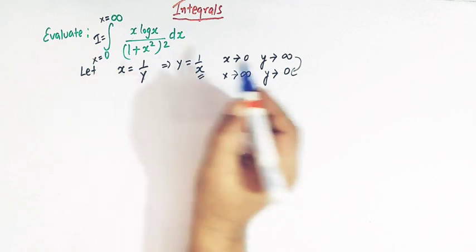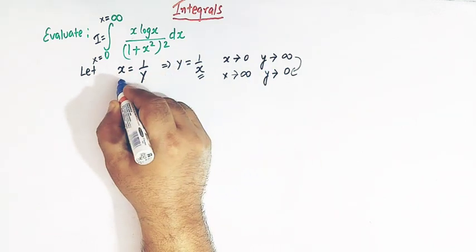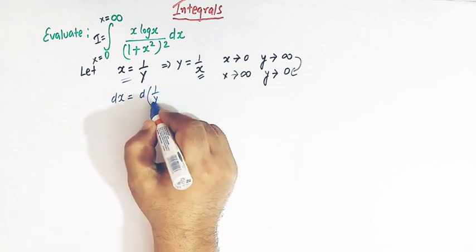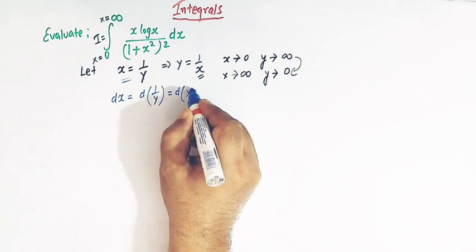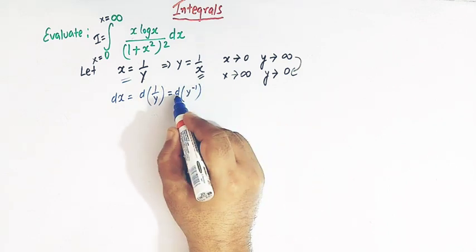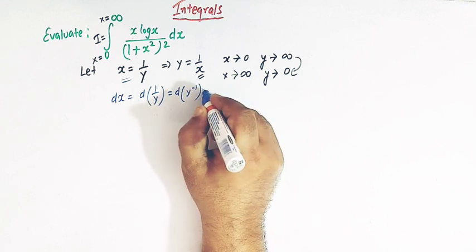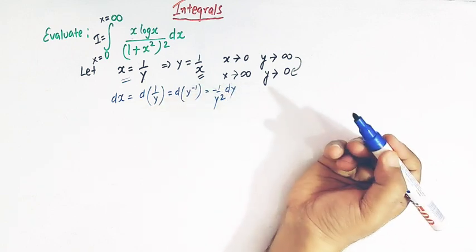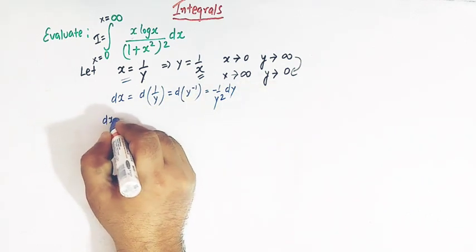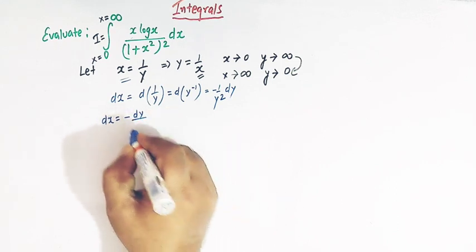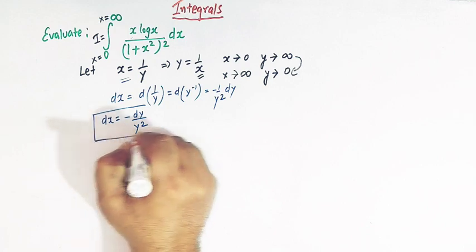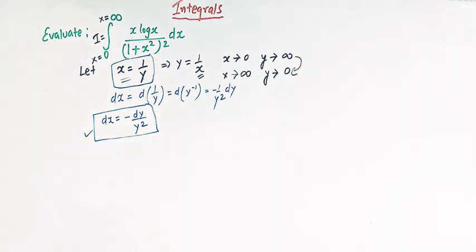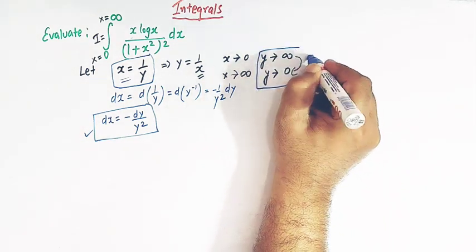So now let us differentiate this expression, right? So we'll write dx, and here we have the derivative of 1 over y, which can be written as y raised to minus 1. The derivative of y raised to minus 1 with respect to y is minus 1 over y square, and here we have dy, right? So dx is equal to minus dy over y square, right? Okay, so now we have this expression, then we have this expression, and these are our limits, right?